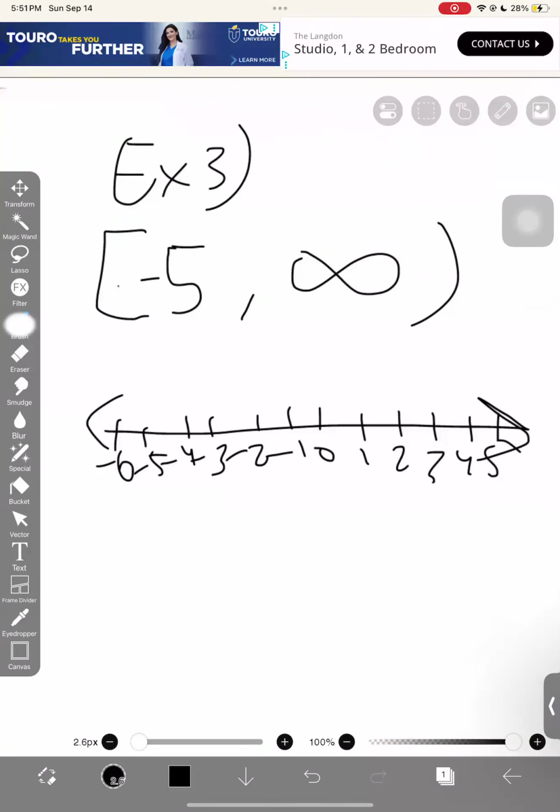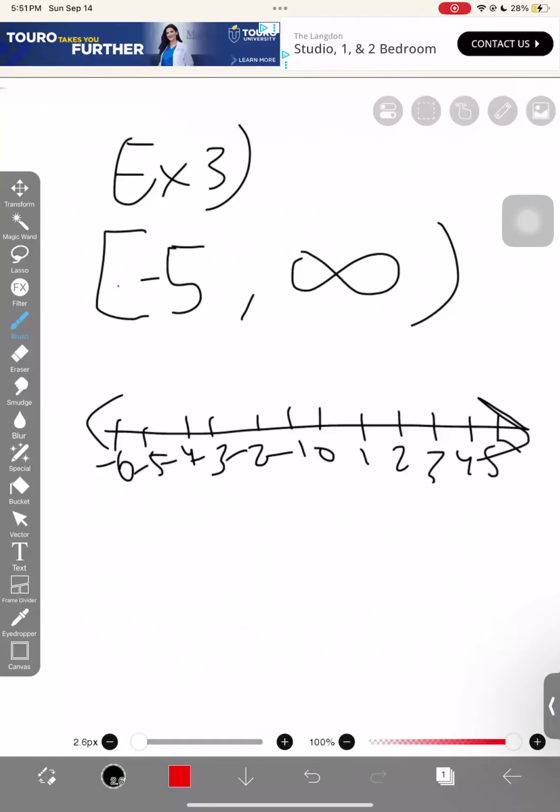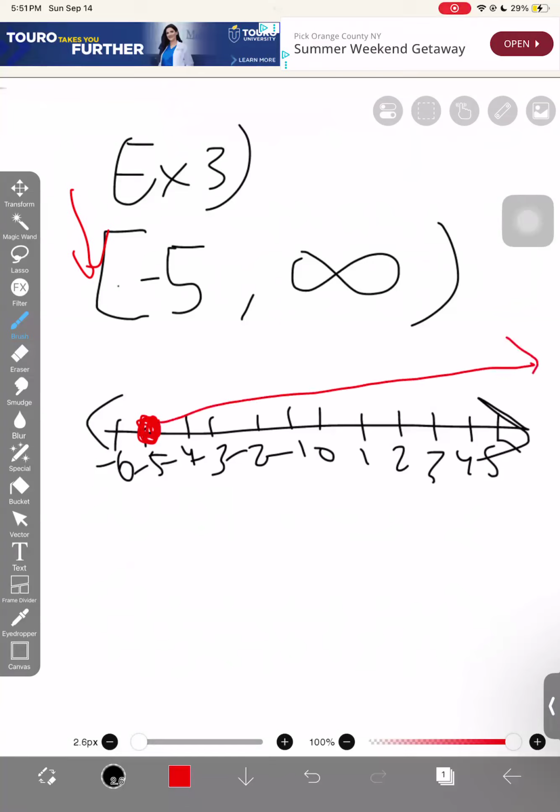We look at -5. Is -5 included? Yes, it is. Why? Because of this bracket right here. So it is included, so we're going to draw a dark circle. Like I said, can we include infinity? No, we cannot. So our arrow goes on forever, and we draw a line like that.